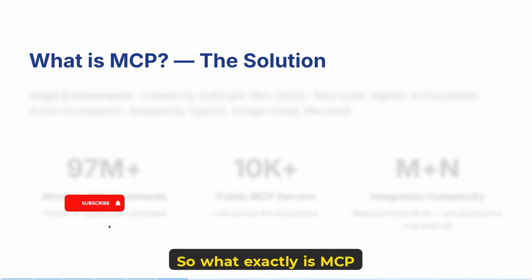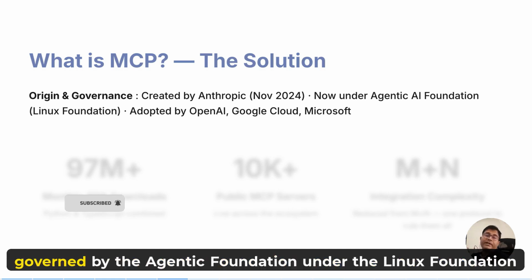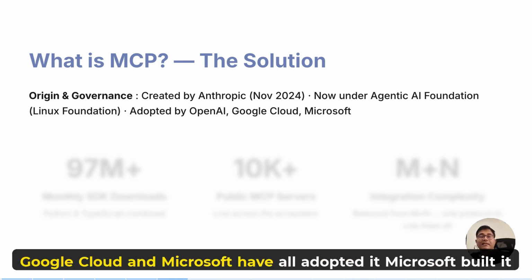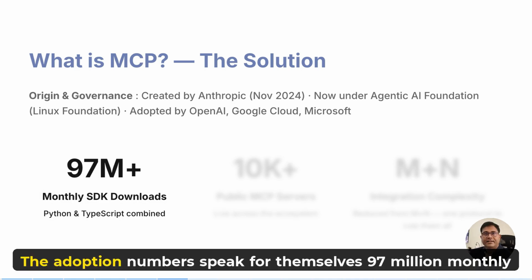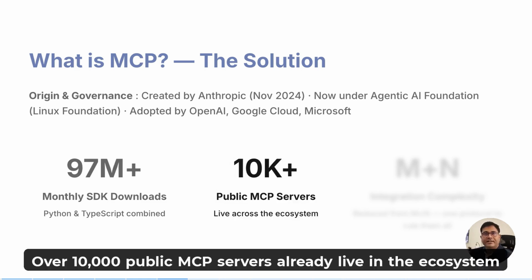So what exactly is MCP? MCP was created by Anthropic in November 2024 and is now governed by the Agentic AI Foundation under the Linux Foundation. This ensures open governance and vendor neutrality. OpenAI, Google Cloud, and Microsoft have all adopted it. Microsoft built it directly into Windows 11. The adoption numbers speak for themselves. 97 million monthly SDK downloads across Python and TypeScript. Over 10,000 public MCP servers already live in the ecosystem.